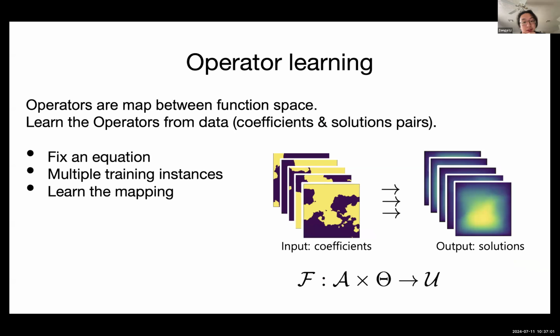It's more like a standard supervised learning setting in the machine learning context, where we fix the underlying equations, gather data sets of multiple training instances, and then learn the map in the supervised learning setting. In many cases, we have to gather the data sets using existing solvers. That's why we are motivated to have more general models that can use existing data sets, even for a slightly different equation or different conditions or boundaries.